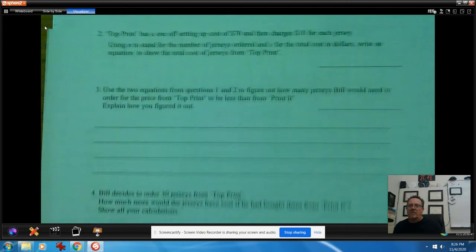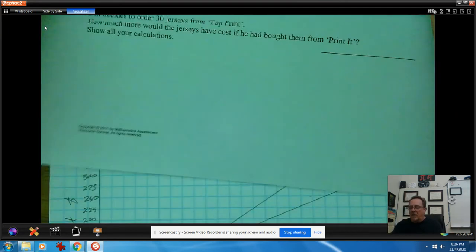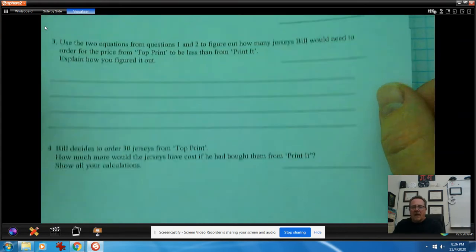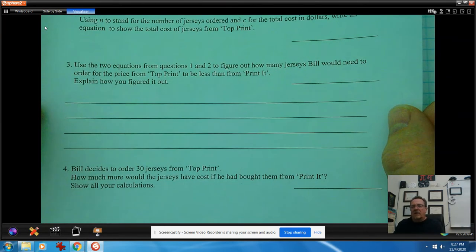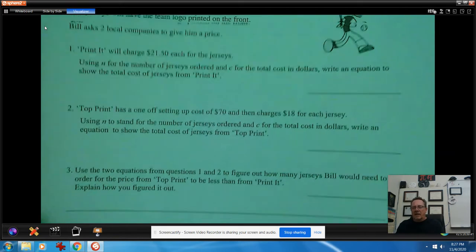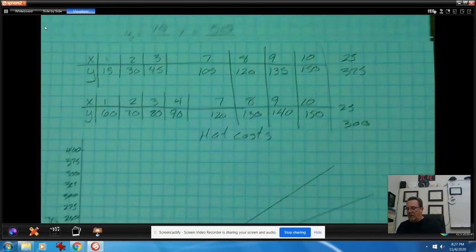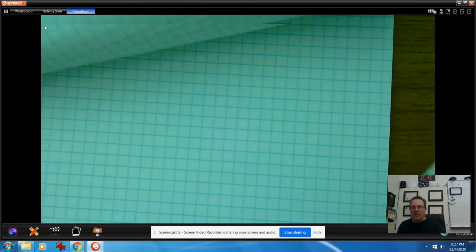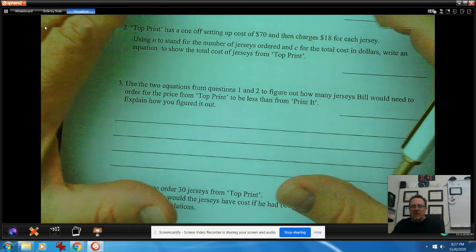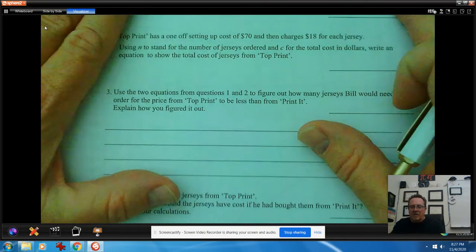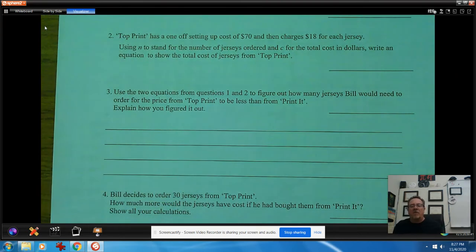So the first step would be make sure you have all your calculations on your sheet of paper. And if you did any graphing or tables, they need to be either on a sheet of paper, or you can grab some graph paper and put it on graph paper. But make sure that your papers are completely filled out and ready to go before you go to your poster.